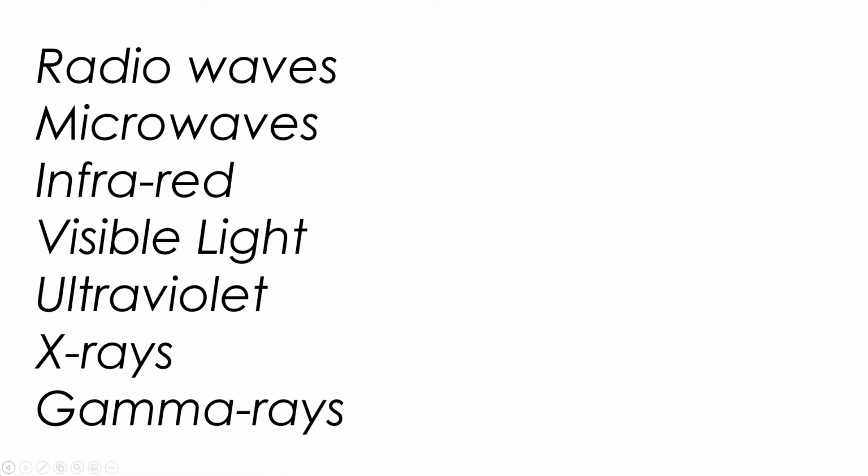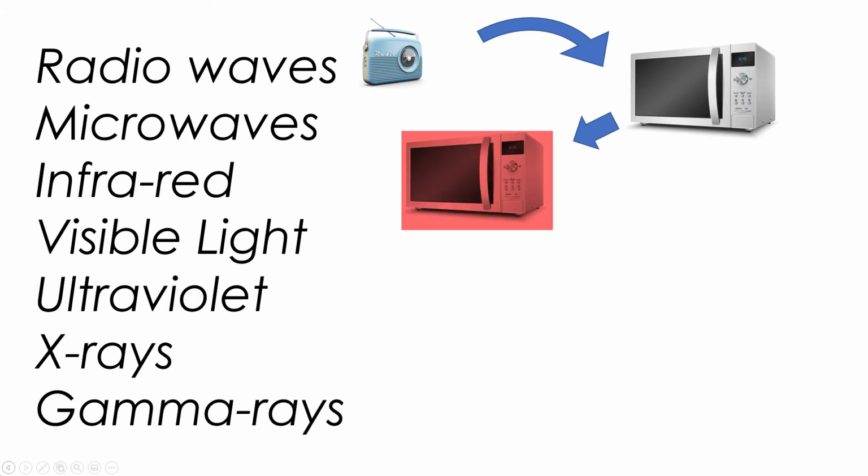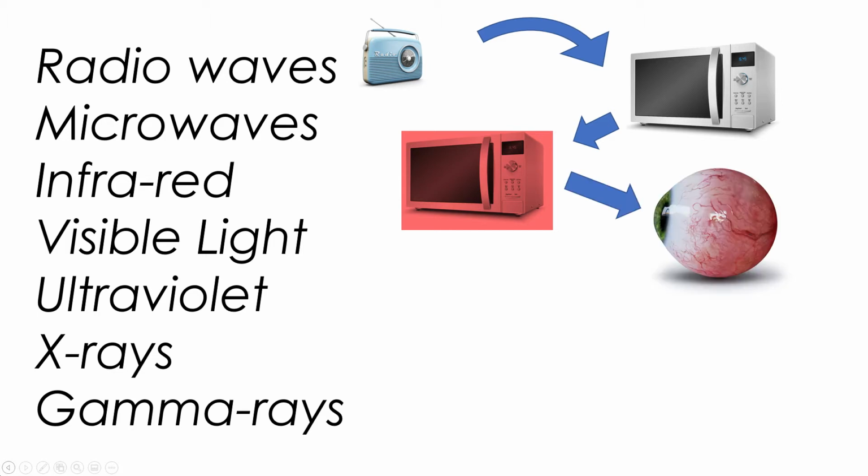However, there are some mnemonic devices that you can use, such as creating a story. Now the crazier the story is, the better. So you can link each of these to a different object. Let's start with a radio. Imagine that you put that radio inside a microwave. That microwave starts to glow red to represent infrared. It then melts and turns into an eyeball to represent visible light.